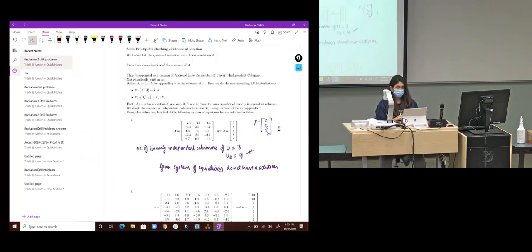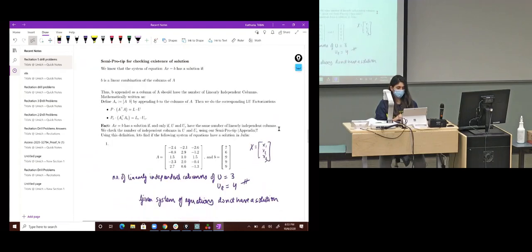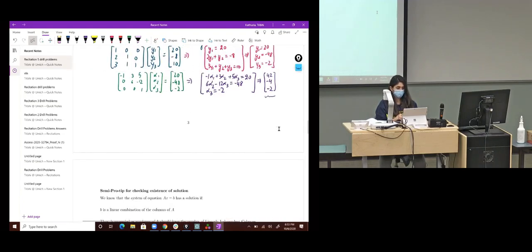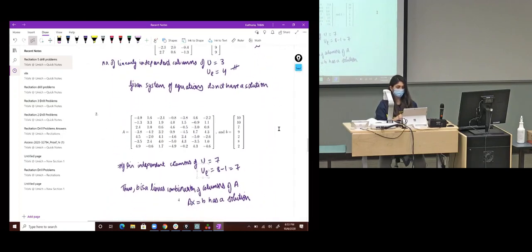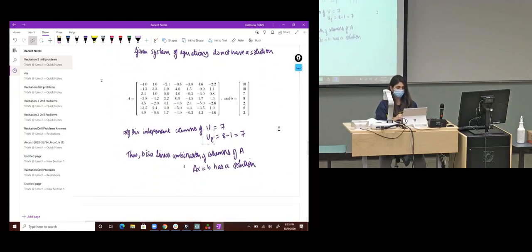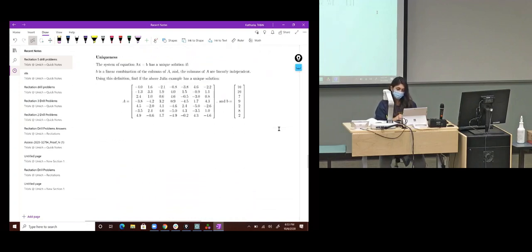So now that we know how to find out the existence of a solution in AX equals B, the next step is to find out, okay, so there is a solution. Is there only one solution, or are there an infinite number of solutions, right? Which is something we couldn't do with our previous determinant analysis, but we can do it now.